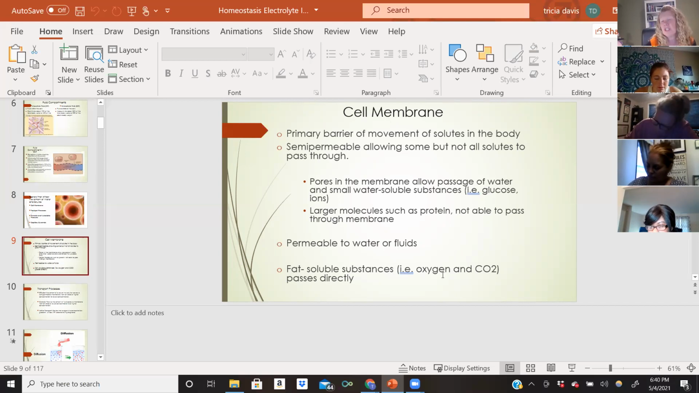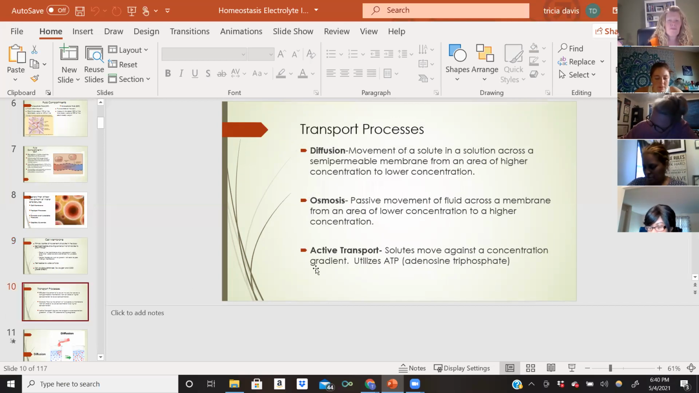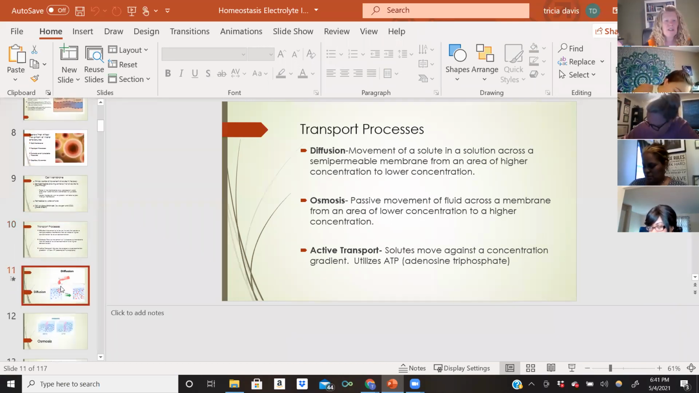So that would be our oxygen or our carbon dioxide. They can pass right through with no issues. So when we talk about transport processes, how do these solutes get through that cell membrane? Well, some of them occur by diffusion. Diffusion is a movement of any solute in a solution across a semi-permeable membrane, so that would be our cell, from an area of high concentration to an area of low concentration.